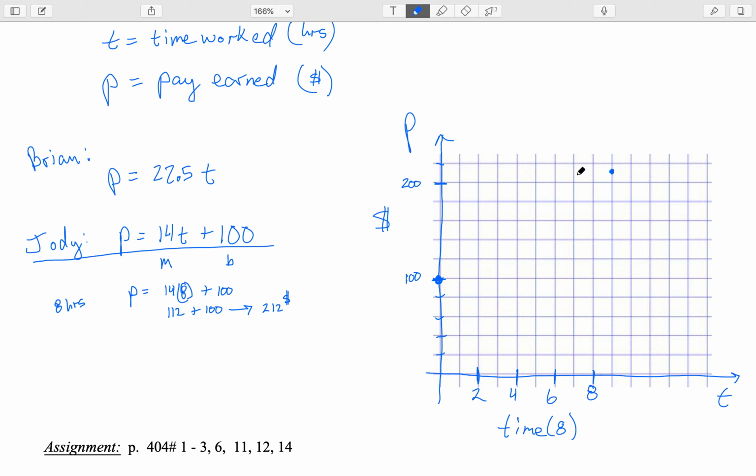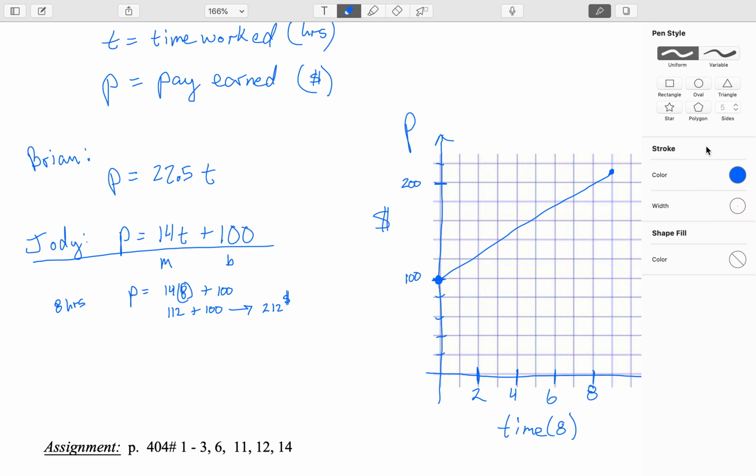Now, I don't know about you. You probably have a better straight line than mine. Well, it's not that bad. So that's going to be Jody's pay. She starts at 100. Remember, that's her y-intercept. Now I'm going up 14 and over 1. Up 14 is kind of hard to estimate, isn't it? But if you do have a ruler and you know 2 exact points, there we go. Cool. So that was Jody.